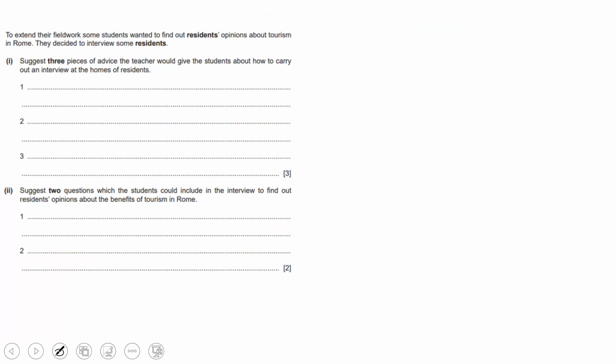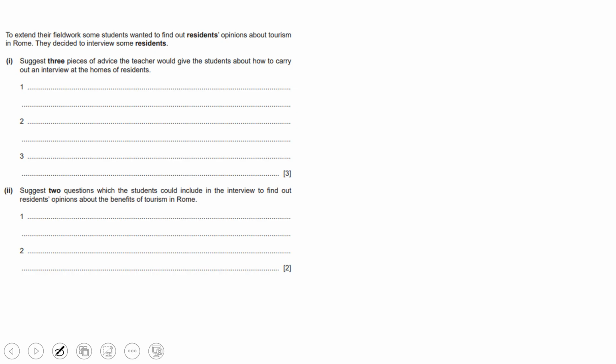Now, the next question here, I think this should be the last set of questions. Now, they said to extend their field work, that means they want to carry it further. Some student wanted to find out residents' opinion about tourism in Rome. They decided to interview some residents to find out their opinion about tourism in Rome. Now, they say suggest 3 pieces of advice the teacher would give the student about how to carry out an interview at the homes of residents. Take note, how to carry out an interview.